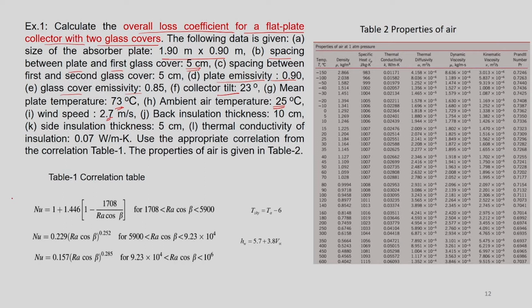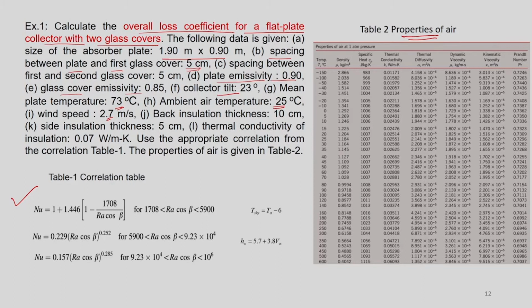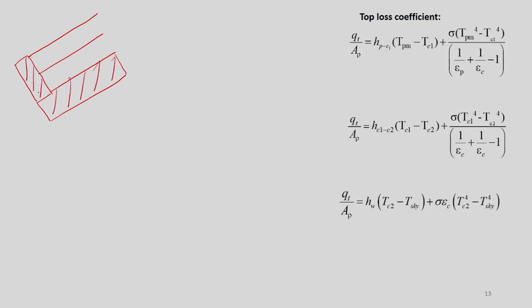Okay. So, we can use those correlations for estimation of the heat transfer coefficient between the plates and from the plate to the ambient. Okay. And also we can use the properties of air. To understand clearly, let us draw this figure first. We will have two glass covers, then we will have one absorber plate, and we will have insulation, side insulation as well as bottom insulation. So, these are insulation, these are insulation, okay.